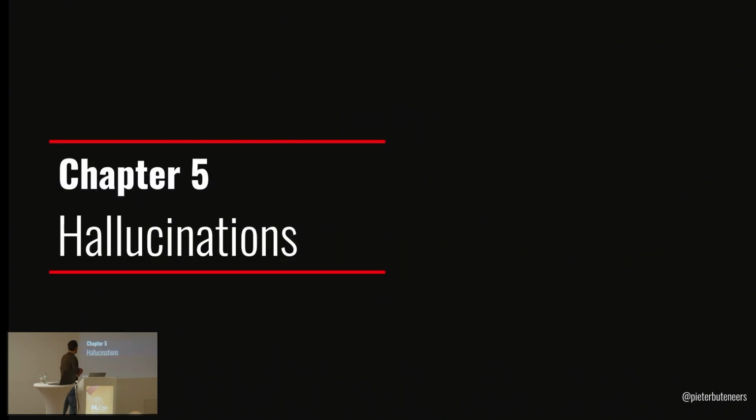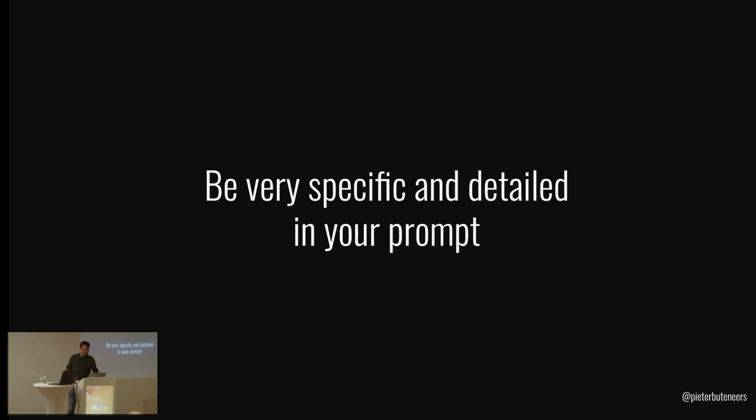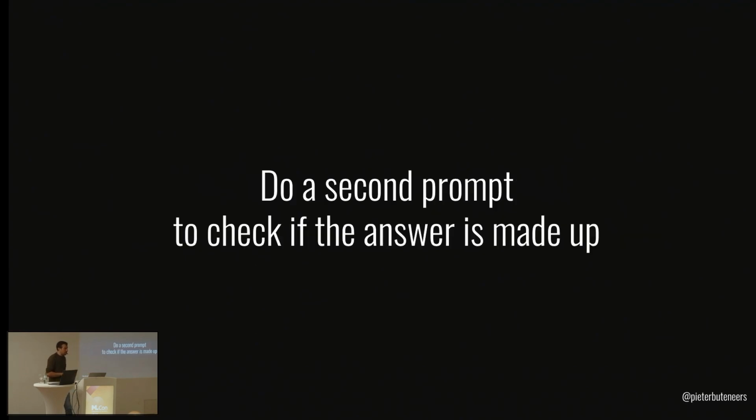Then, obviously, LLMs tend to hallucinate, right? They tend to come up with new information. What really helps to avoid this is to be very specific and detailed in your prompt. Clearly state what you're looking for and what you're not looking for. That helps a lot. Another thing that you can do is a second prompt to check if the answer is made up. Basically you take the original input and output, you give that as input to another system, and then you ask, okay, is the output information present in the input or not? And if it says it's not present, then you know that it's made up.